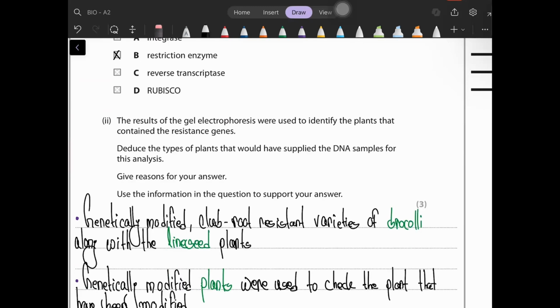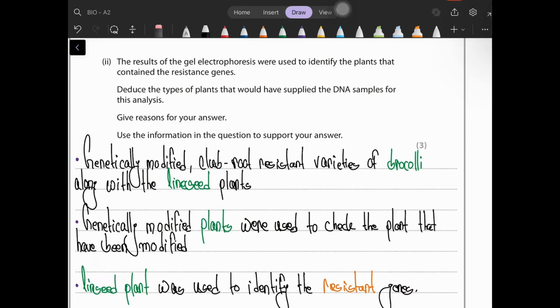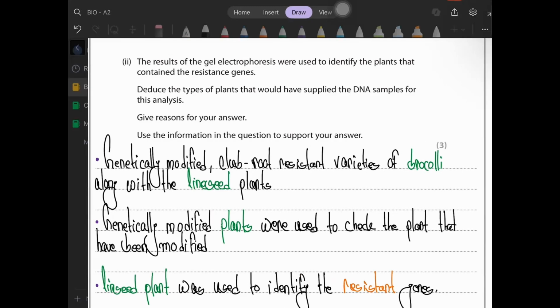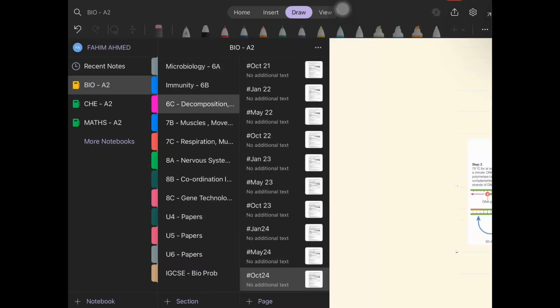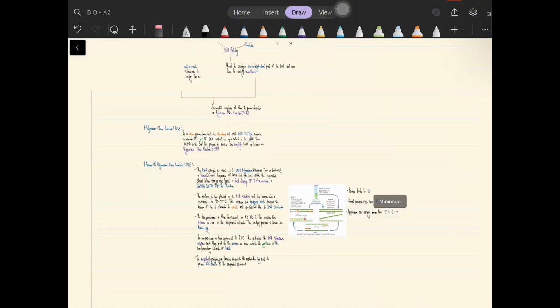The next question is about the results of gel electrophoresis that were used to identify plants that contain resistant genes, right? Deduce the type of plants that have supplied the DNA samples for the analysis. So it asks about the type of plants that we can use for the samples for the gel electrophoresis, right? Before we get started with this, you need to know how we identify that a plant has been genetically modified or not, right?